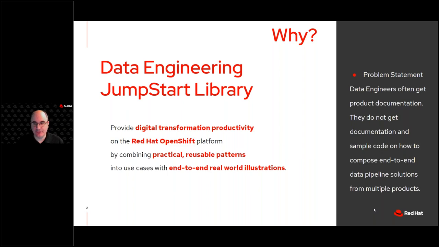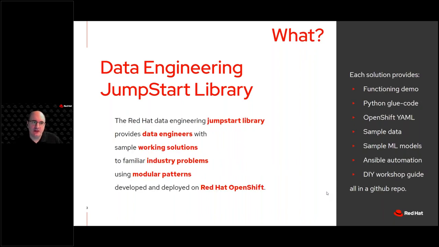And we try, of course, to illustrate those use cases with real world business cases. So what we are providing in each pattern of these Jumpstart libraries is a functioning demo, the full Python code, of course, the YAML files to deploy this onto OpenShift, or of course you can adapt it sometimes to make it run on Kubernetes. Sample data, sample machine learning models, all the automation that you need to deploy this model, and of course a fully documented do-it-yourself workshop guide so that you are able to reproduce this demo and learn how to implement those patterns for yourself.